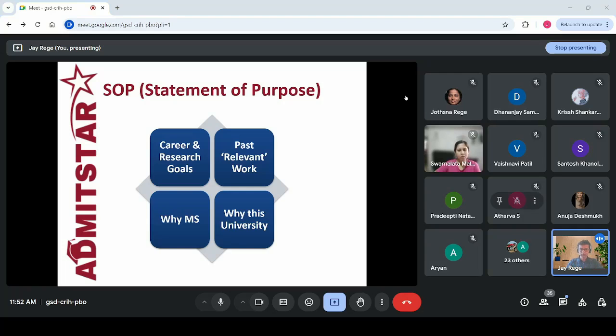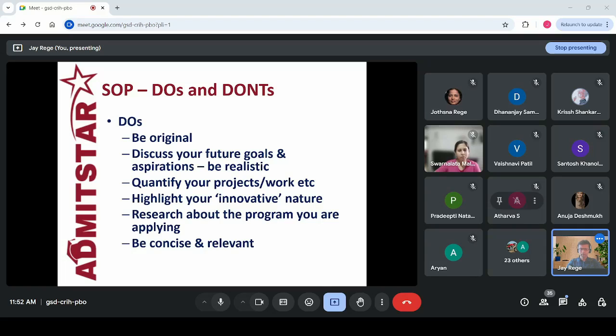What you should do is, make sure that you are original. Now, when I say be original, it doesn't mean that you should not use help. What I mean is, don't just copy from someone else's SOP and say this is my SOP. Universities use tools for plagiarism. You could use AI tools to write your SOP.